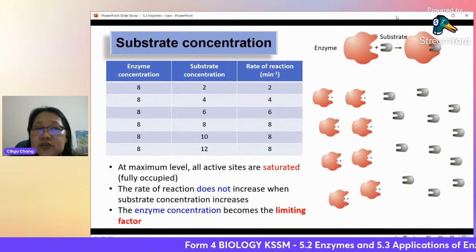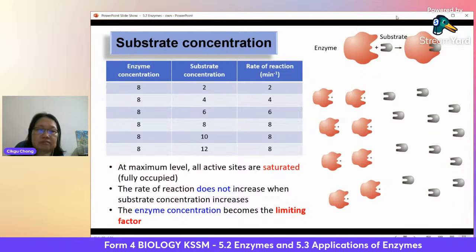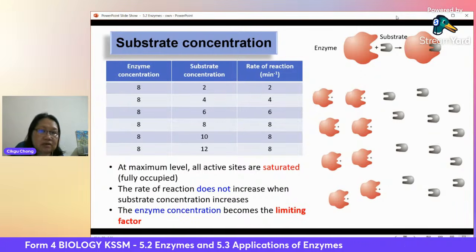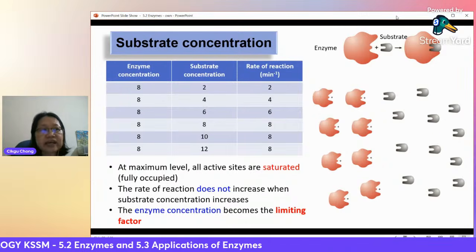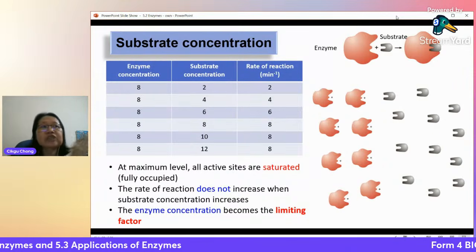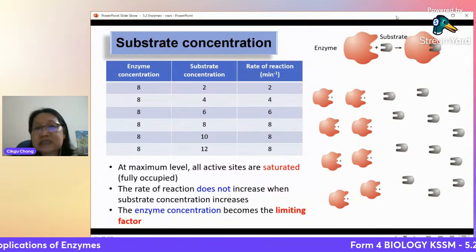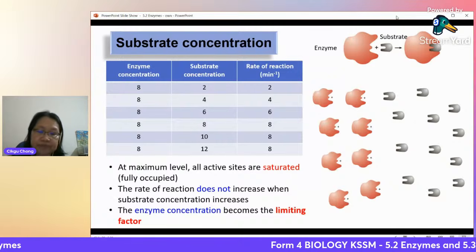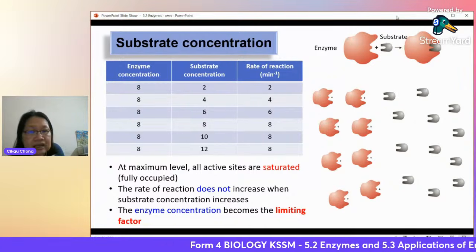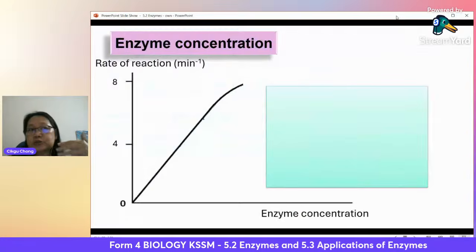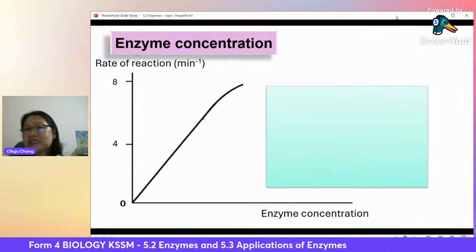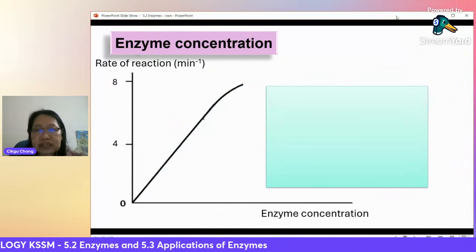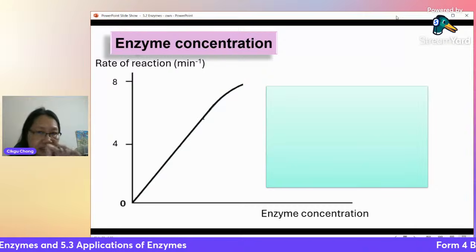The enzyme concentration becomes the limiting factor. Please use this word. The limiting factor is the factor that stops the reaction from increasing any more because you don't have enough enzyme. Okay, you understand this concept? It's very simple. So I'm going to go through the last one, which is the enzyme concentration. The same concept. The only change is the reason.